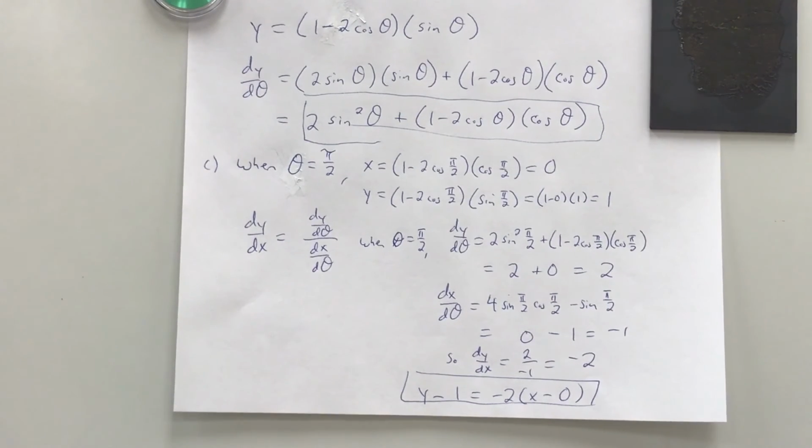And so I plug that in there for dy dx, and there's my tangent line equation. Y minus 1 equals negative 2 times the quantity x minus 0. So that kind of finishes that up, and hopefully that makes a little more sense to you. And if not, we'll figure it out the next time we're together in class.